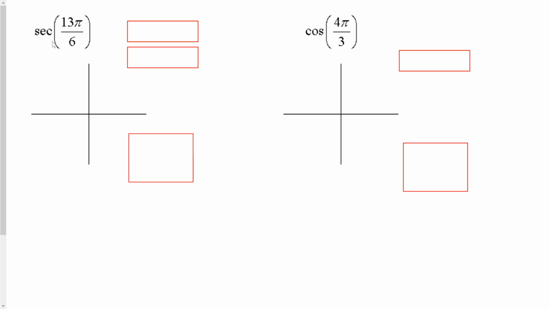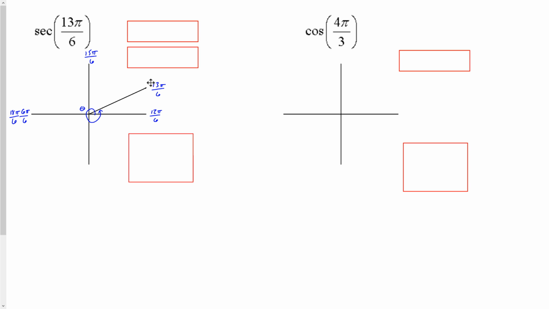Next one is secant of 13 pi over 6. Go ahead and draw 13 pi over 6 in standard position. When you draw that, you should find that it's in the 1st quadrant. Your picture should look like this.